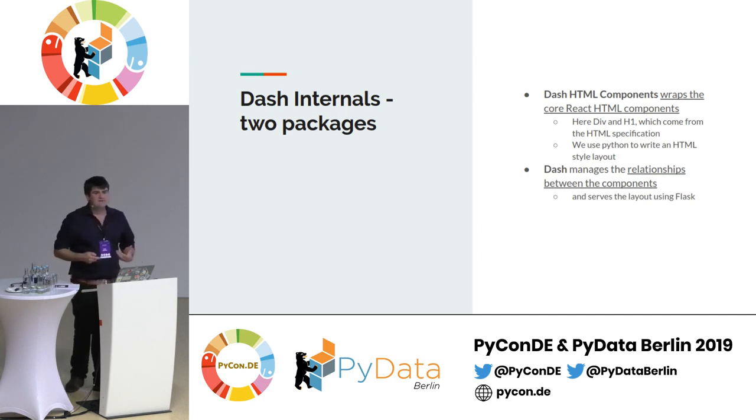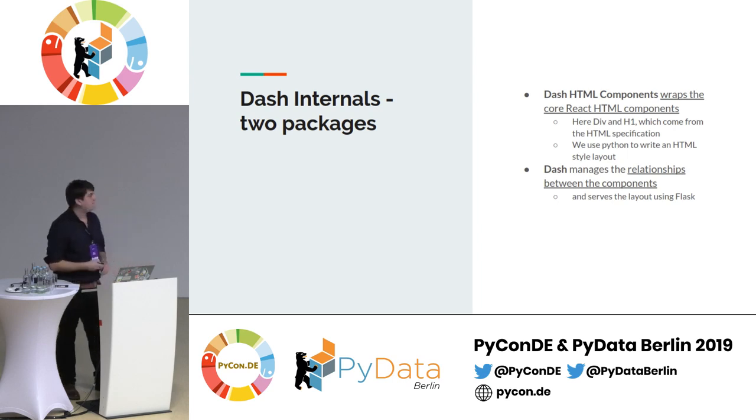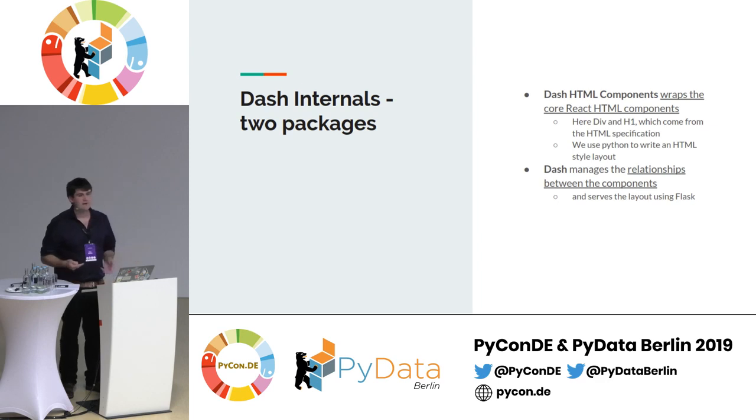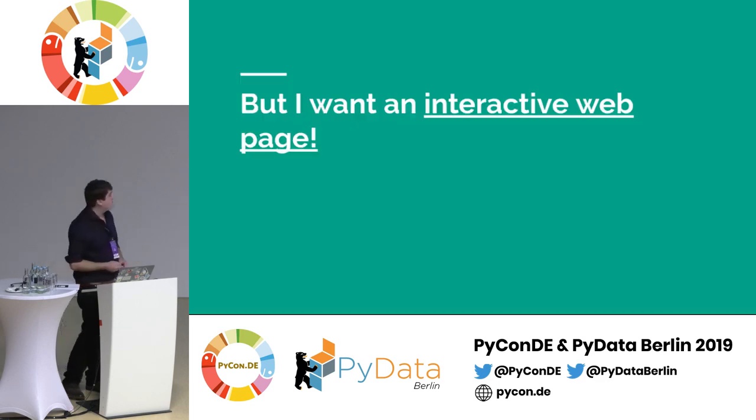And that is just a wrapper around lots of different React components, which we'll come to in a sec. And so this is just a Python wrapper around a React component, which itself is wrapping an HTML tag. And so this library allows us to define HTML layouts using just Python. And then there's the actual Dash application, which manages the relationships between these particular components, and it serves the application for us locally or on our server, wherever we want, using Flask.